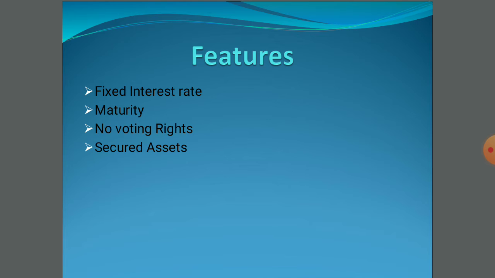The next feature of debentures is that they have collateral security. When we issue debentures, we need to provide some collateral security in the form of assets. So they get security for their investment. These are the features of debentures.